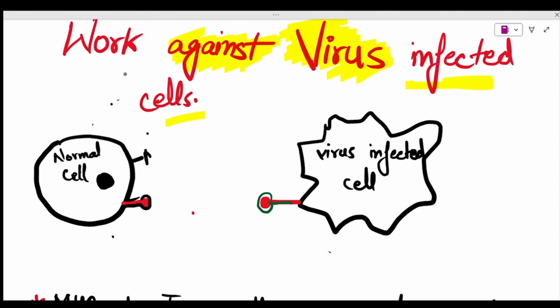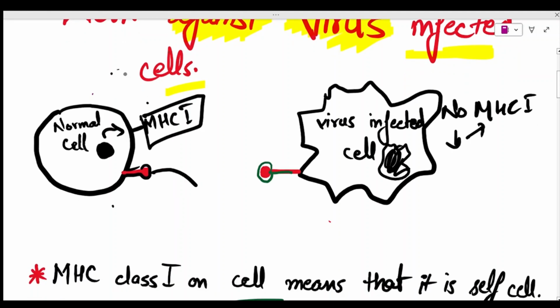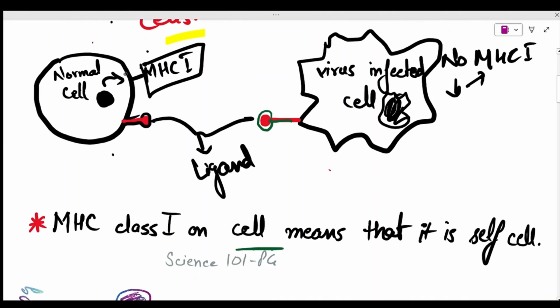So I am making here MHC class 1. This normal cell will always express MHC class 1 on the surface of its cell, while in case of the virus infected cell, since it is a distorted cell, it will have a distorted nucleus. That's why there will be no expression of MHC class 1, or you can say reduced MHC class 1 will be there. But what they both will have in common is the ligand. The ligand will always be present on both cells' surfaces, but MHC will always be present on the normal cell surface.